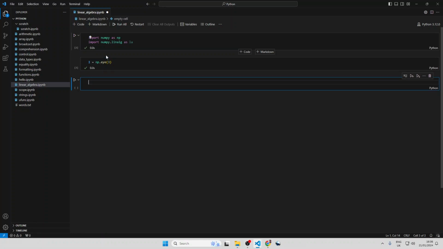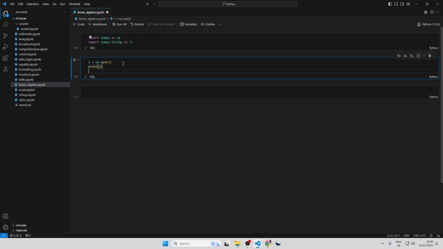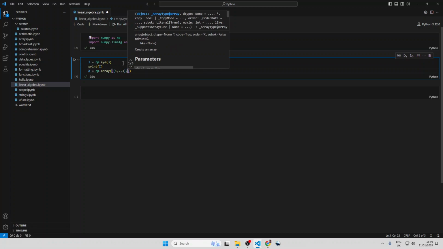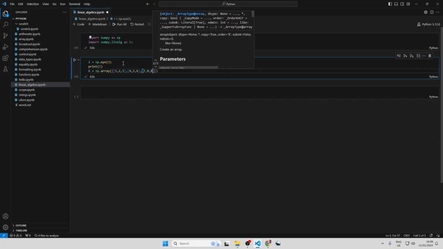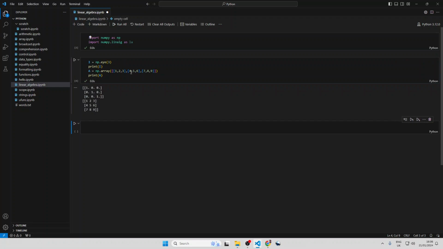So let's let I be the 3x3 identity matrix, and let's make a matrix like this. So A is going to be the 3x3 matrix with entries 1 up to 9.